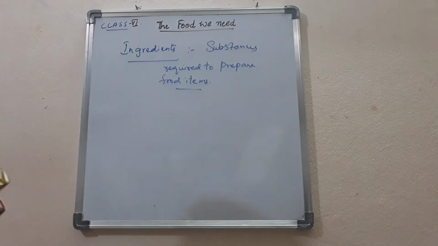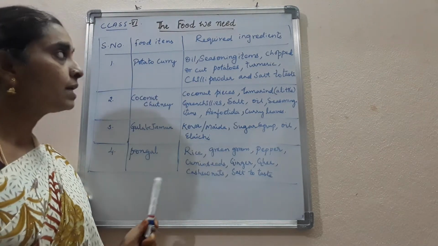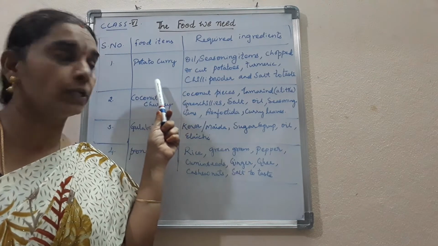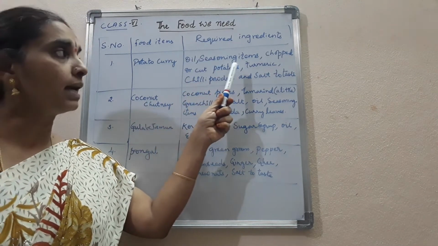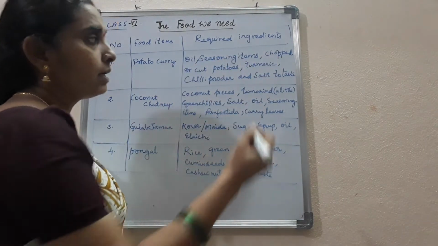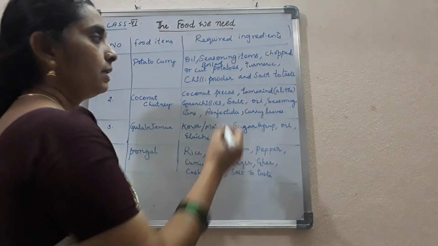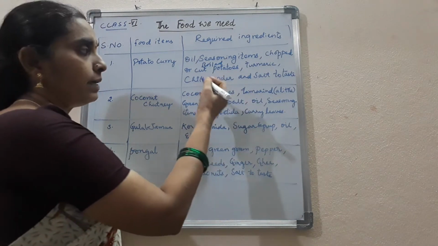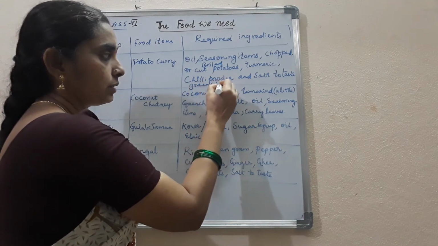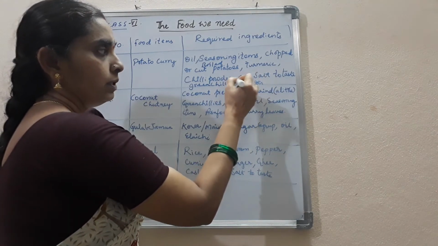Okay, children. See the board, children. The ingredients for different food items are given here. The first food item is potato curry. It needs potatoes, as you know well, and to make potato curry you require oil, seasoning items, chopped or cut potatoes, and sometimes boiled potatoes, turmeric, chili powder, salt to taste, and sometimes you add green chilies and ginger.